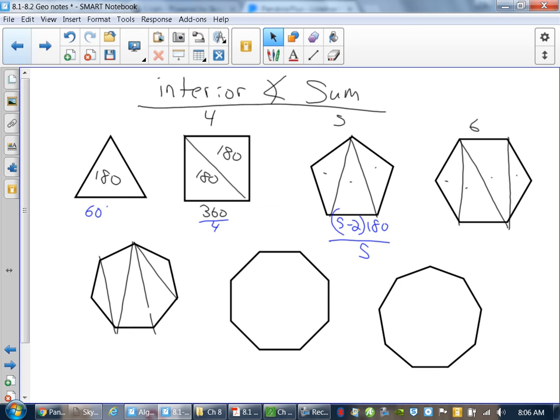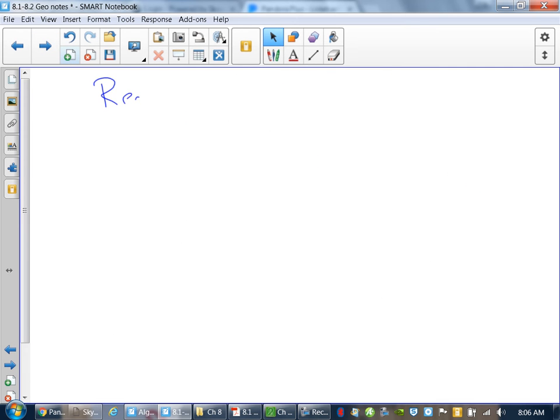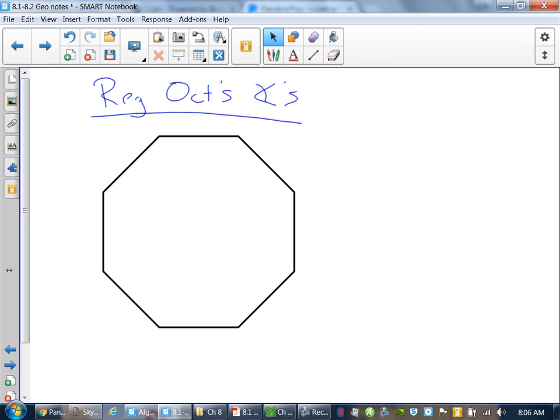Now, there's 2 ways of going about figuring each of these angles out. One way, I'll do it with an octagon. A regular octagon, angles. There's 2 ways to figure out the measurement of each individual angle in an octagon. There's a real easy way, and then there's a more straightforward, formulaic way.